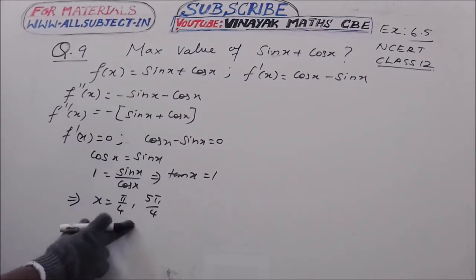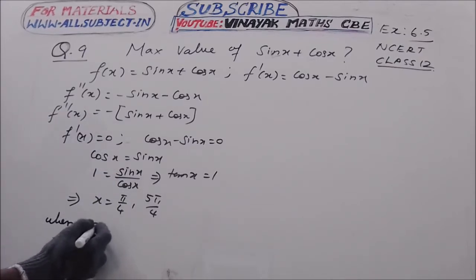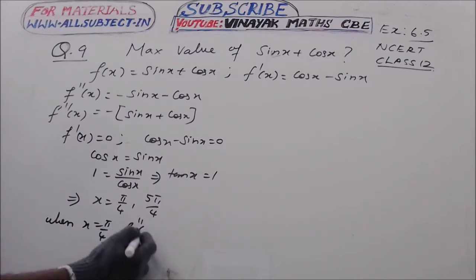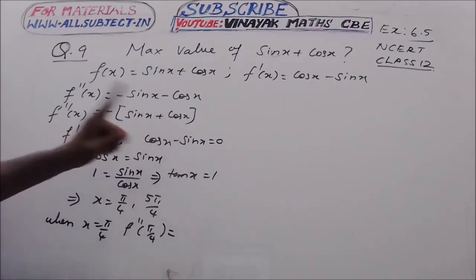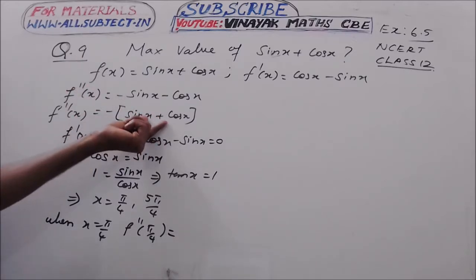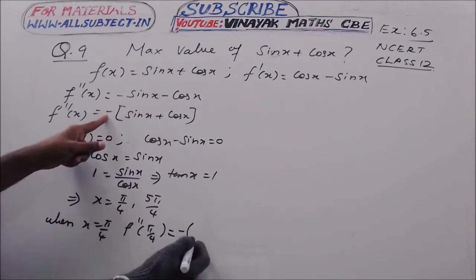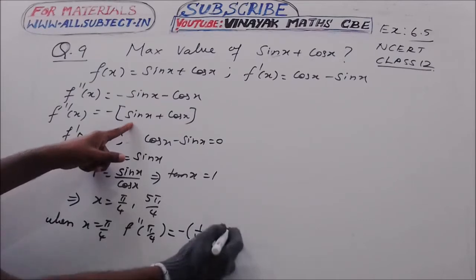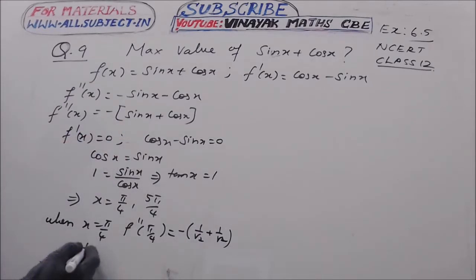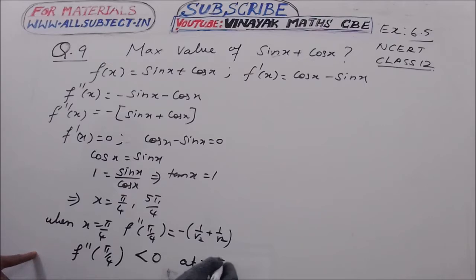We should substitute these values and check the sign of f double dash of x. When x is equal to pi by 4, f double dash of pi by 4 equals minus of sin pi by 4 plus cos pi by 4. Sin pi by 4 plus cos pi by 4 is positive. We have a negative sign here, therefore minus of 1 by root 2 plus 1 by root 2 is negative. Therefore, f double dash of pi by 4 is less than 0.